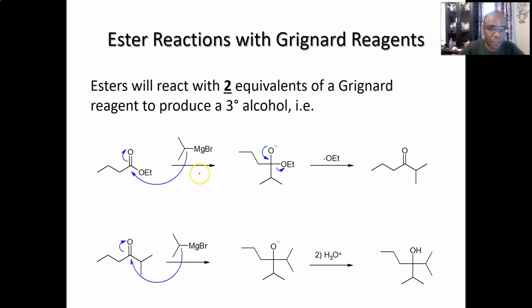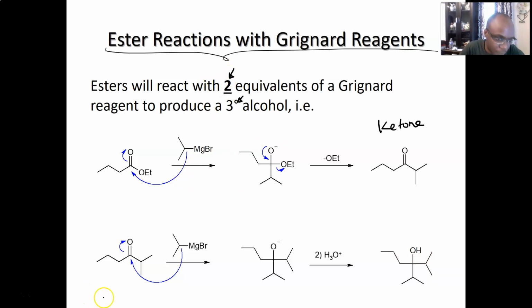Now, how do esters react with Grignards? They're going to need two equivalents to produce the final alcohol. The reason is one has to go through a ketone, and the ketone still can react with the second equivalent of a Grignard to give you the alkoxide, which is protonated to give you the alcohol. Let's go through the mechanism to justify why we need a Grignard in two equivalents, why we need excess of Grignard.